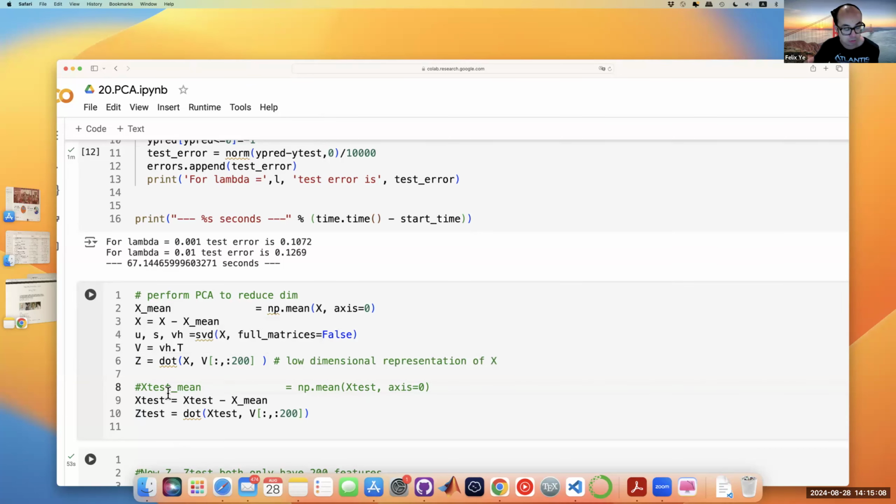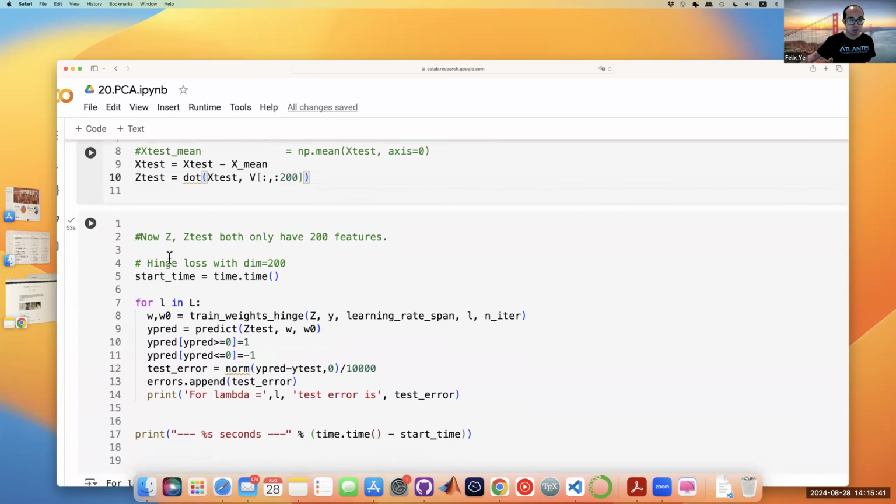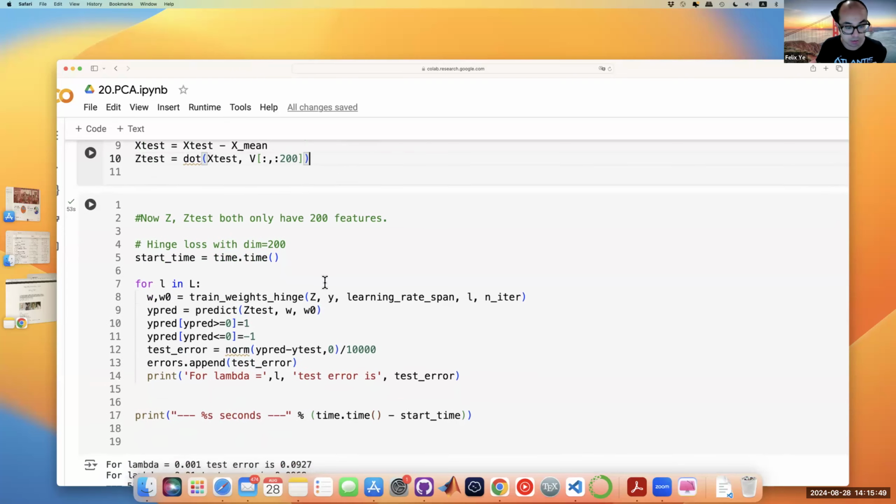And of course, you have to do the same thing for the X test. You should never use the X test mean here. You should always use the same mean, so you won't have biases at all. So you always subtract the same mean for the training and the testing. Then you do the same thing for the testing, right? So Z test will be the dot product of X test and the V's. So this is the low dimensional representation of the testing data set. Okay, so now Z and Z test only have 200 features instead of 784 features. So we do exactly the same thing for the hinge loss, but only with 200 features.